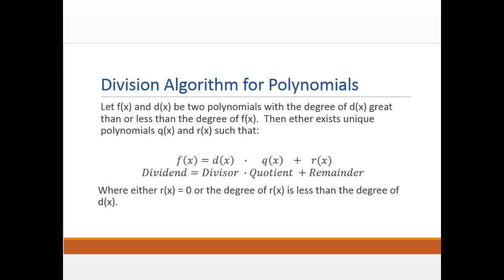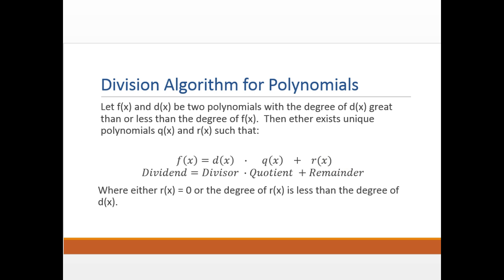Our division algorithm for polynomials is simply your division algorithm for regular division. We're going to take two polynomials, f of x and d of x. F of x is your dividend, and you're going to divide it by your divisor. So if you're looking at it as a fraction, your dividend should be your numerator. Your divisor would be your denominator. F of x equals d of x times q of x. Q of x is how many times d of x goes into f of x. And then your r of x is your remainder.